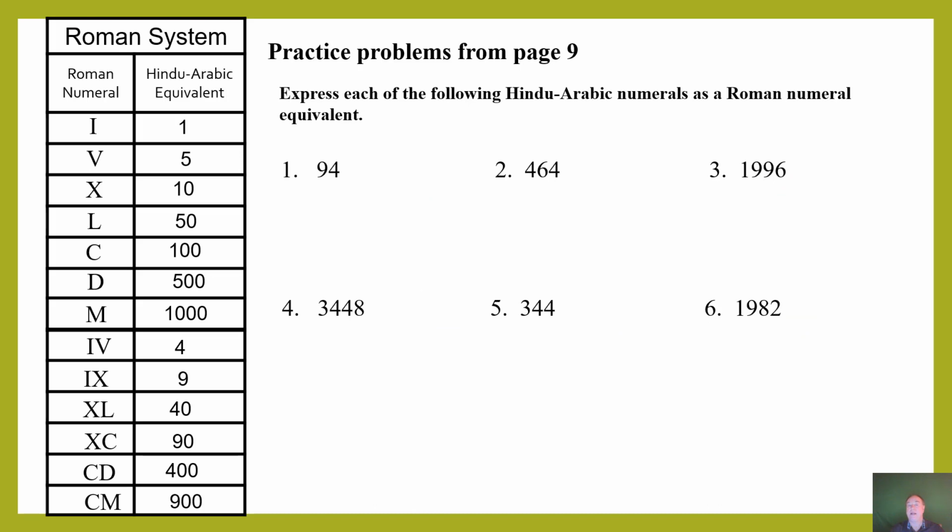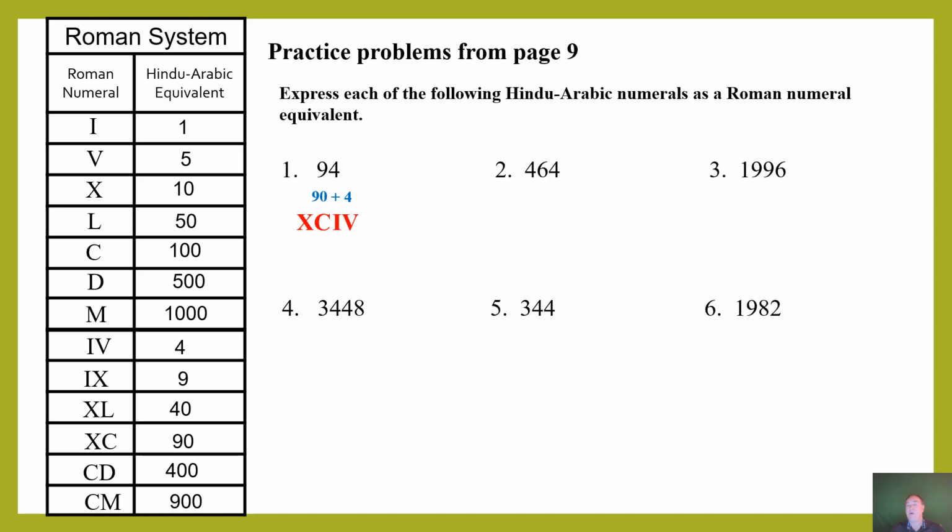Now let's go the other way. Can you express a Hindu-Arabic numeral as a Roman numeral equivalent? Well, what we want to think about is 94. The largest value in our table in this would be 90. And 90 would be 90 plus 4. So 90 is XC, 4 would be IV. So this is XC, IV. Breaking the number up first.